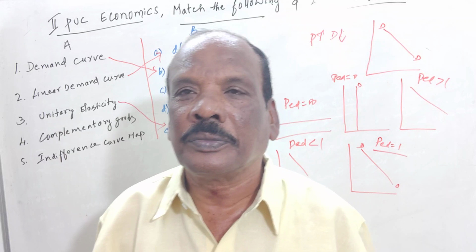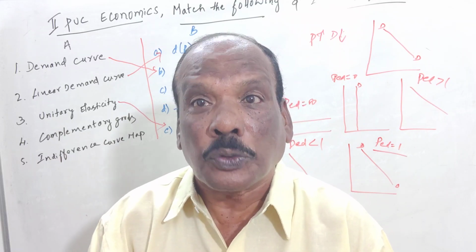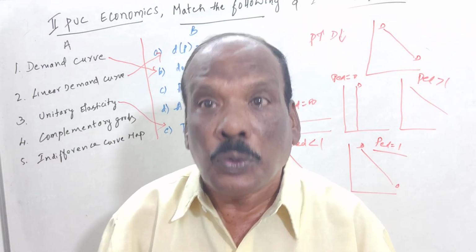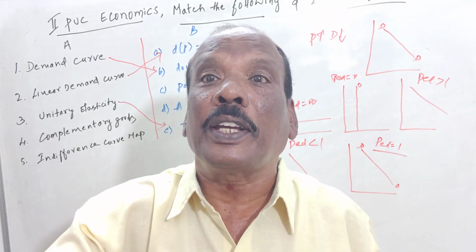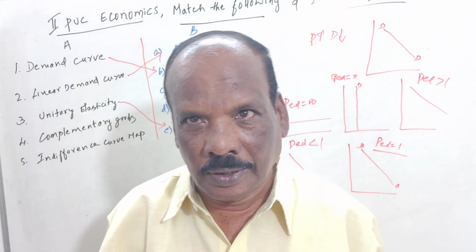Complementary goods. Complementary goods are those goods, 2 or more goods, which are consumed together to satisfy a particular want.